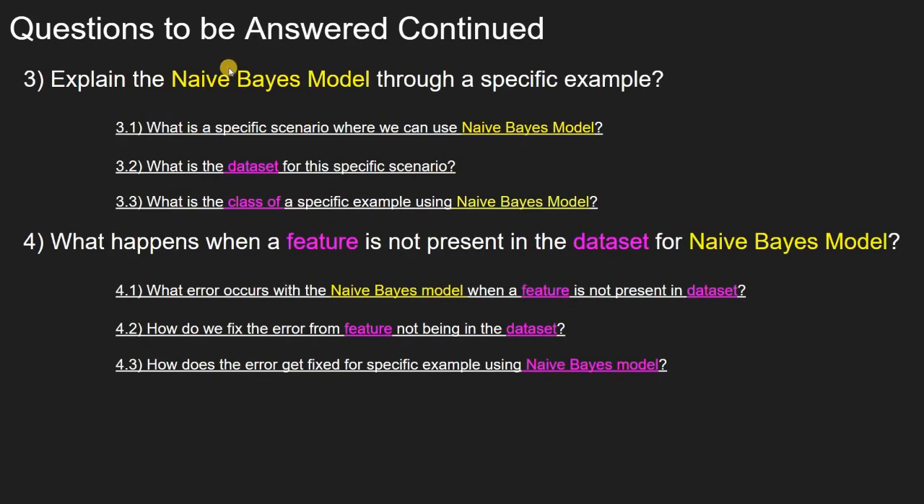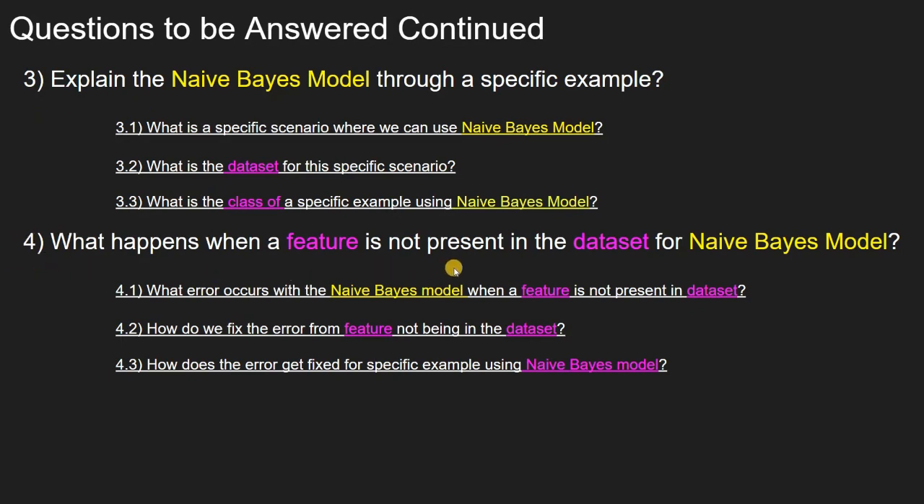Let's move on. So, the questions to be answered continued. The third major question is, I'm going to explain the naive Bayes model through a specific example. I'm going to break this up into 3 sub-questions. So 3.1, what is a specific scenario where we can use the naive Bayes model? 3.2, what is the data set for this specific scenario? 3.3, what is the class of a specific example using the naive Bayes model? All right, so this is the third major question I'm going to answer.